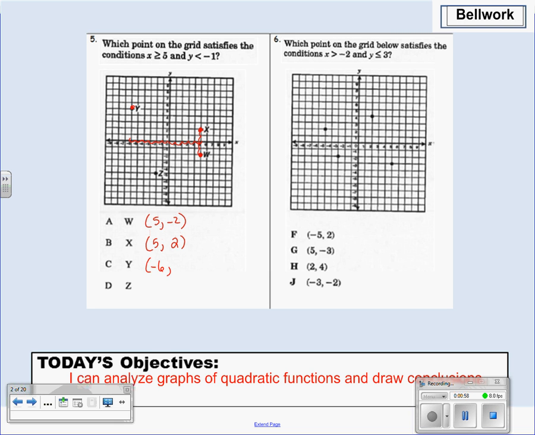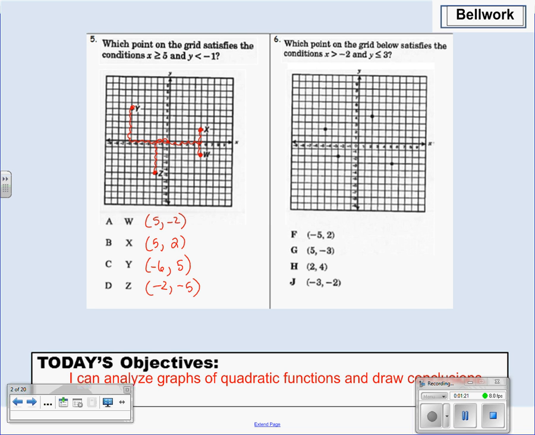Y, starting from the origin, 1, 2, 3, 4, 5, 6. X coordinate is -6. We went to the left, and then we count up 1, 2, 3, 4, 5, and say +5 in the Y direction. Z, starting from the origin, we count 1, 2 to the left, so it's -2, and we're going 1, 2, 3, 4, 5 down, so it's -5 in the Y.